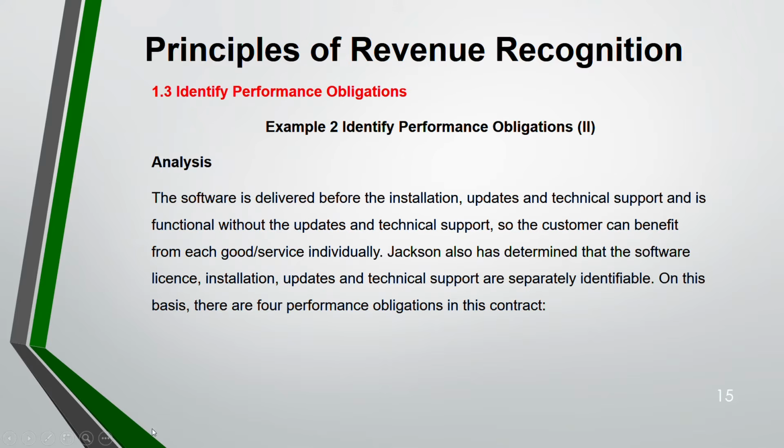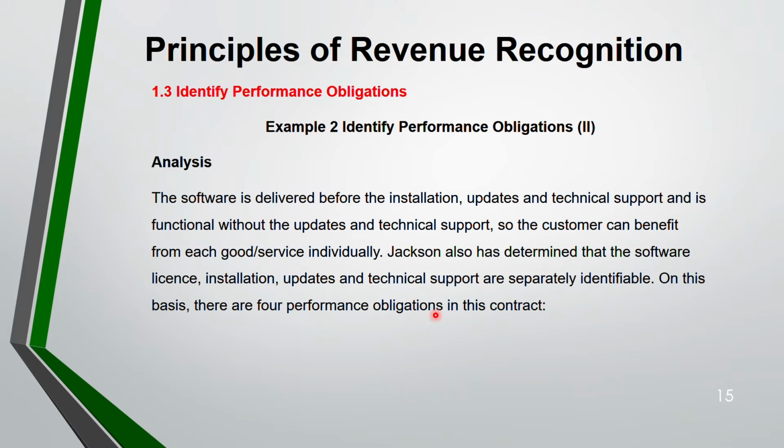So the analysis, that is the answer, is that the software is delivered. You can deliver the software before installation, updates, and technical support, and it will function also. And the customer can benefit from each good or service individually. So in this case, Jackson has determined that license, installation, update, technical support, these 4 things are separately identifiable. So there are 4 performance obligations in this contract.